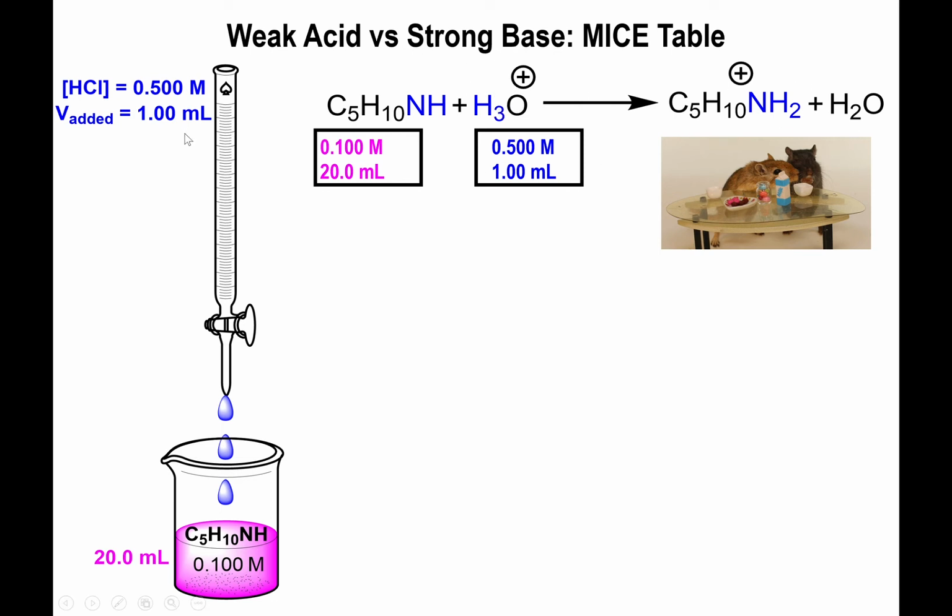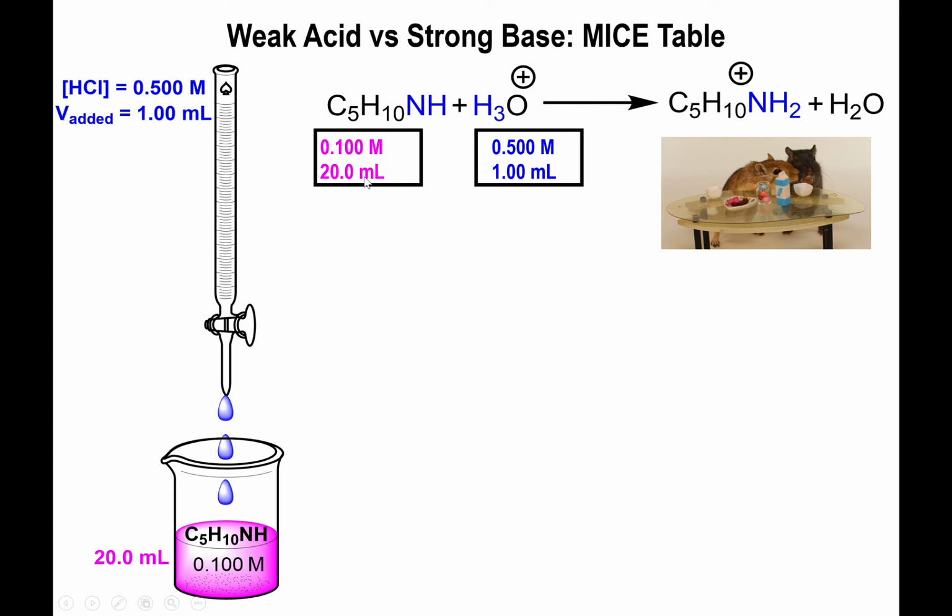So let's take a look at the concentrations. Assuming that we have 20 mLs of the base, this is something that you will have to be told in the problem at the very beginning, right? So this is not something you're going to be expected to just guess a volume for. No, you'll have to be told that. But we're going to have 20 mLs of base with a concentration of 0.1 molar. And over here we have a concentration of 0.5 molar for HCl, and we're adding 1 mL worth of it.